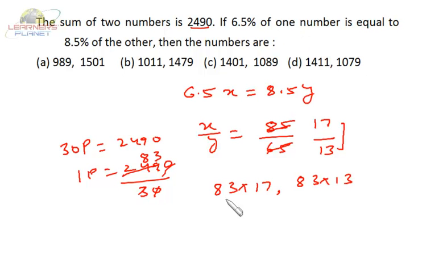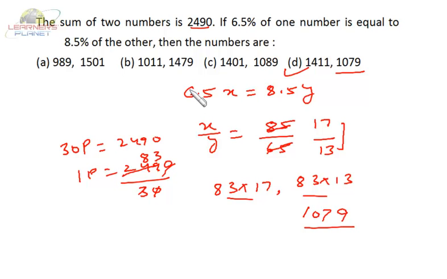You just multiply one of them. No need to do both calculations. So 13 into 3, 39. 13 8s are 104. 5 6 7. So 1079, we are getting 1079 in only this option. So the other number will definitely be 1411. Okay friends, I hope you are clear.